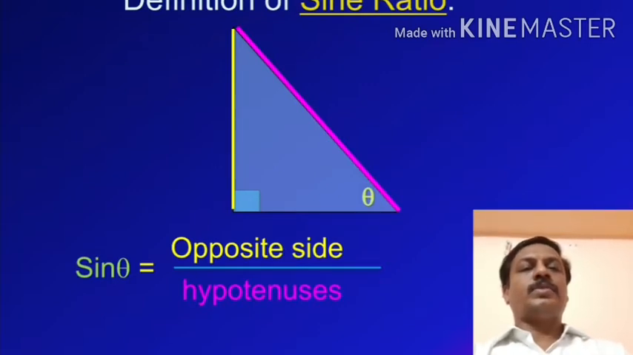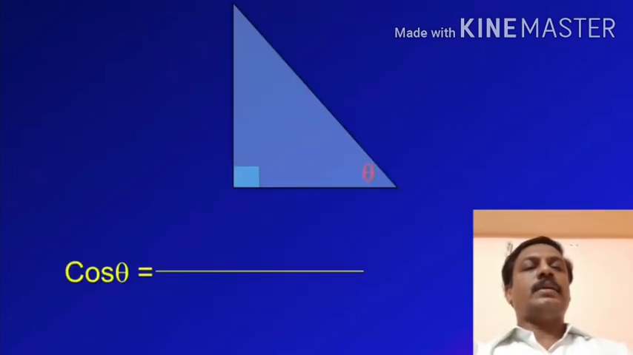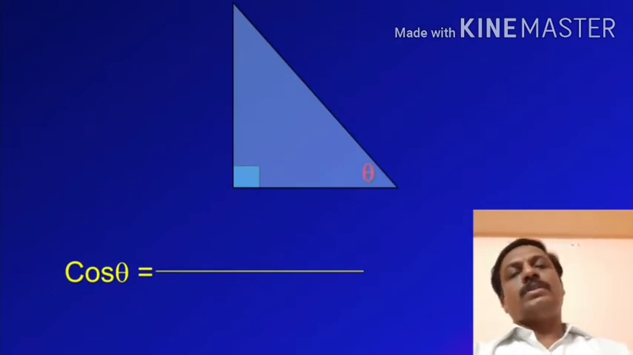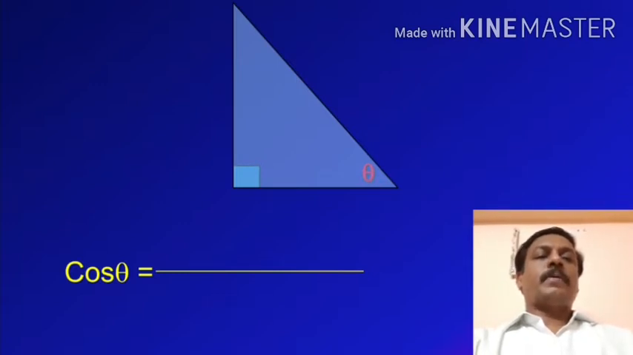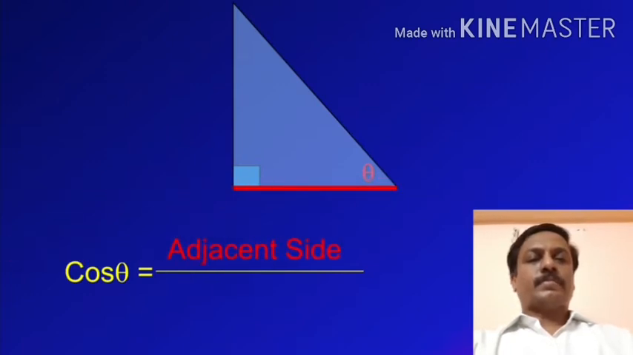Here the opposite is shown with yellow color and the hypotenuse is shown with red color. Okay, then next we will define cos theta. Cos theta is defined as adjacent by hypotenuse. So already we know which is adjacent, right? So the adjacent side here is shown with red color.